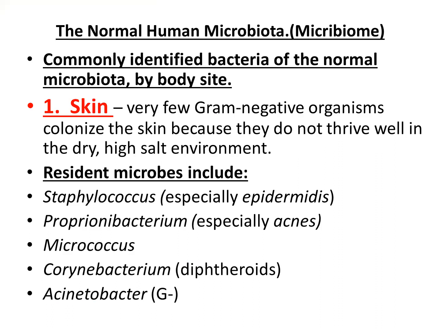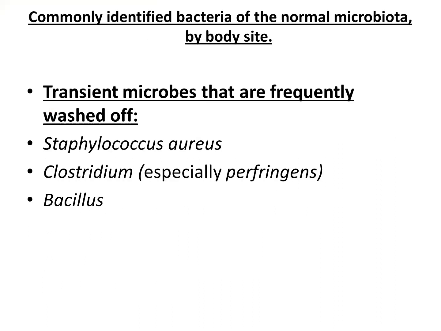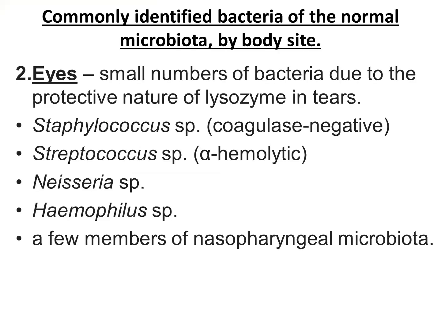family and Propionibacterium, Micrococcus, Corynebacterium, and Acinetobacter. Transient microbes, frequently washed off, include Staphylococcus, Clostridium perfringens, and Bacillus.